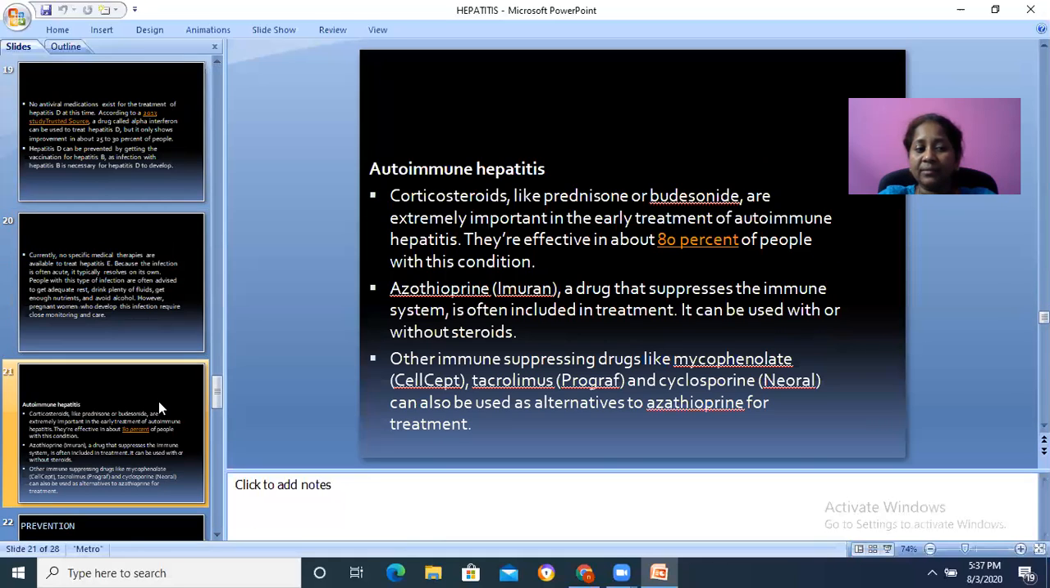Autoimmune hepatitis can be managed by taking corticosteroids like prednisone and budesonide, which are extremely important in the early treatment of autoimmune hepatitis. They are effective in about 80% of people with this condition.